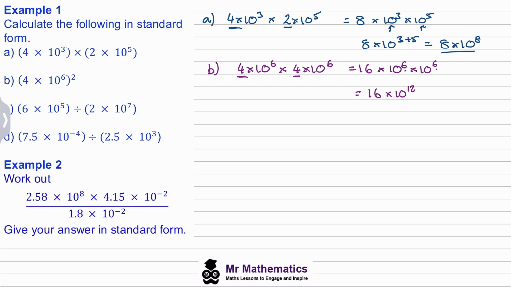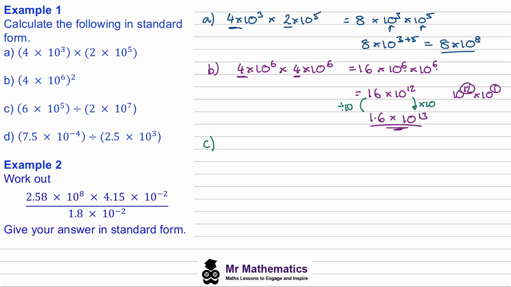But this isn't in standard form. For standard form, this has to be a number between 1 and 10. So we need to divide the 16 by 10. This will give us the 1.6. And to keep this balance, we need to do the opposite of dividing by 10 to this side. So we'll multiply this by 10. Then we've got the 10 to the 12 multiplied by 10 to the power of 1. And again, using the rule of indices, we can just add these two powers together. So this will give us 1.6 times 10 to the 13. Okay?